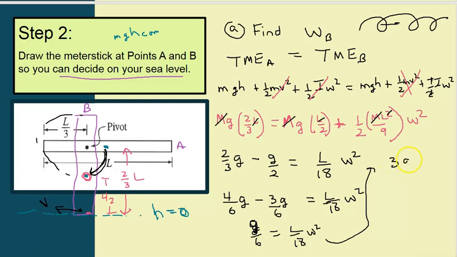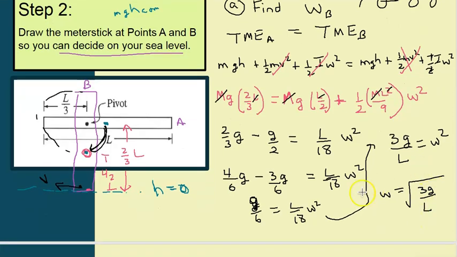which gives us 3G, divided both sides by L, equals omega squared. Solving for omega, you get the square root of 3G over L. If you're like, I have no idea if that's right or not, we can at least check our units. G is in meters per second squared divided by L, which is in meters, which gives you the square root of, the meters cancel, 1 over second squared, or 1 over second, which is great because omega is in radians per second, and a radian is dimensionless. Okay, so remember that number, square root of 3G over L.